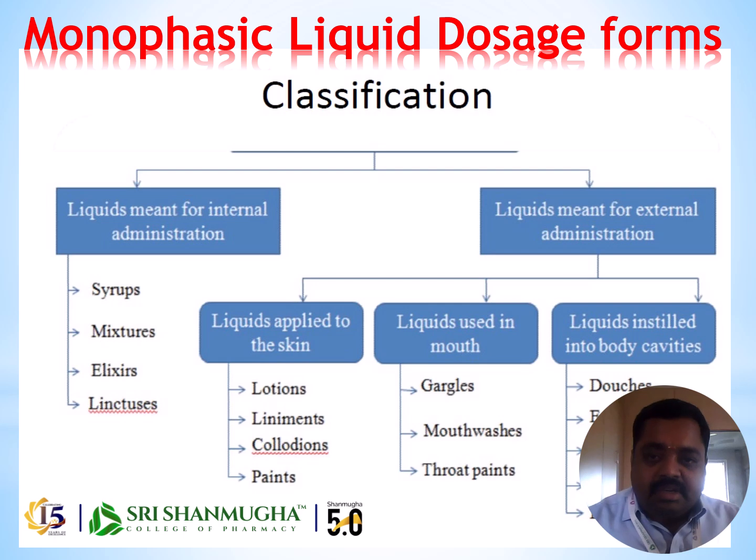So monophasic liquid dosage forms are classified into liquids meant for internal administration, here syrups, mixtures, elixirs, and others. Liquids applied to skin: lotions, liniments, collodions, paints. Used in the mouth. So the main division is external and internal. In internal we have seen the subtypes. In external, the second one is liquids used in mouth: gargles, mouthwash and throat paints.